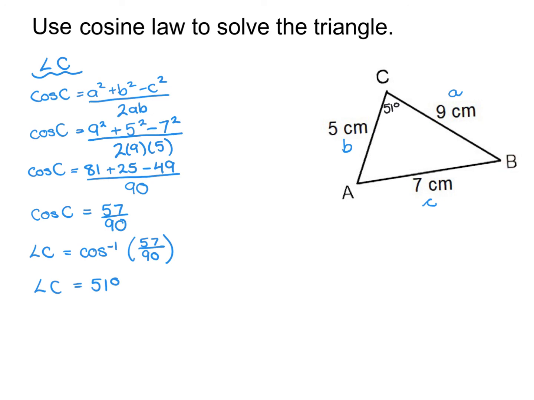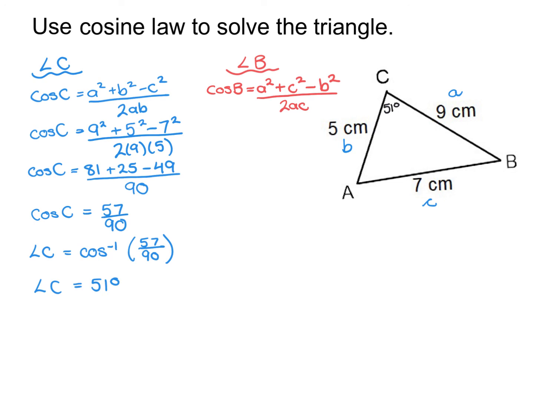Next, I'm going to try to find angle B, so let's write that down. Now the equation for angle B is going to be a little bit different. Instead of writing cos of C, I'm going to write cos of angle B, because that's what I'm trying to find. A squared, but instead of writing b squared, I'm going to write c squared instead. And instead of writing minus c squared, I'm going to write minus b squared. All of that over 2 times a times c.